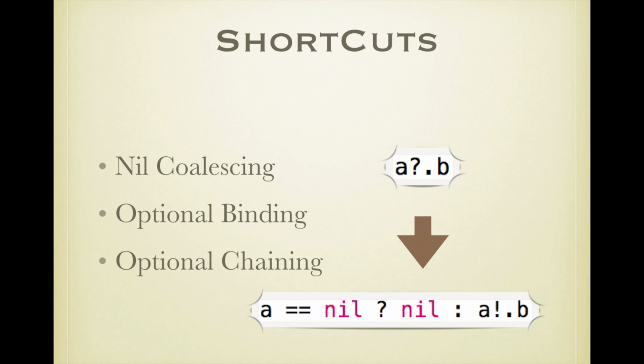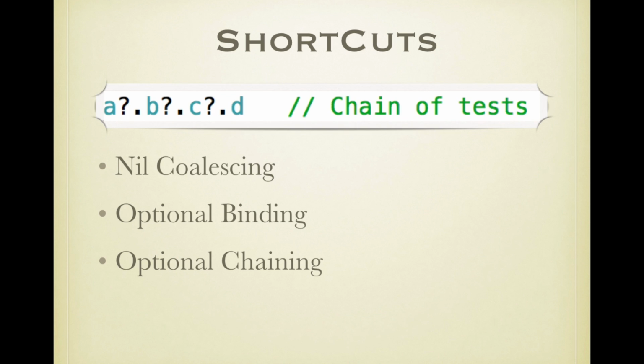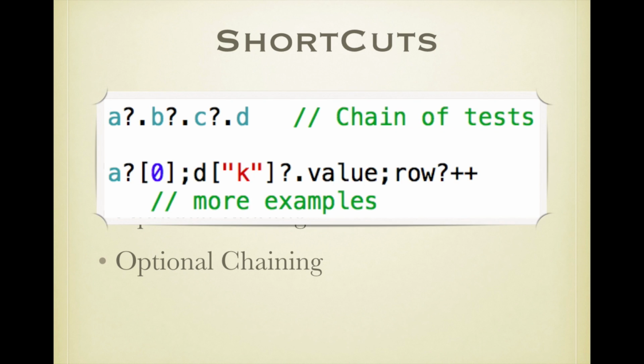There are a few subtleties with optional chaining. So first, I can make a chain of tests, one after the other in one statement. Second, there's more than just the dot operator that I can use it with. I often use it to check to see if an array has been initialized to anything or if a dictionary key exists. I can use it with any postfix operator.